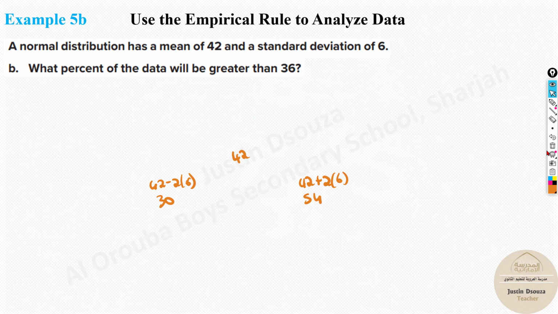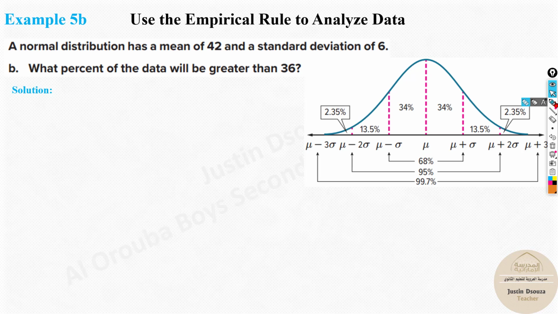Now there's a B question. What percent of data will be greater than 36? Now you can see, if you look at the normal distribution again, the mean is 42. That is over here. 36 is somewhere less than that. So let's keep on subtracting the standard deviation from the mean. 42 minus 6 would be 36.